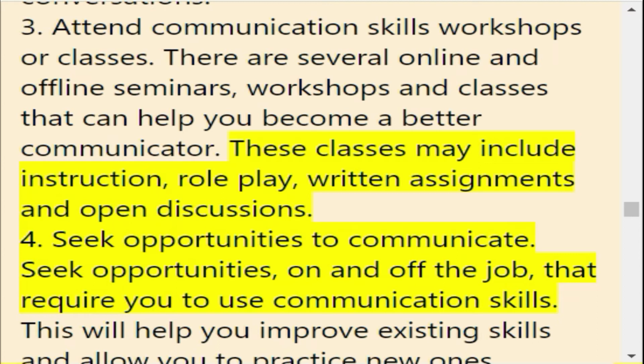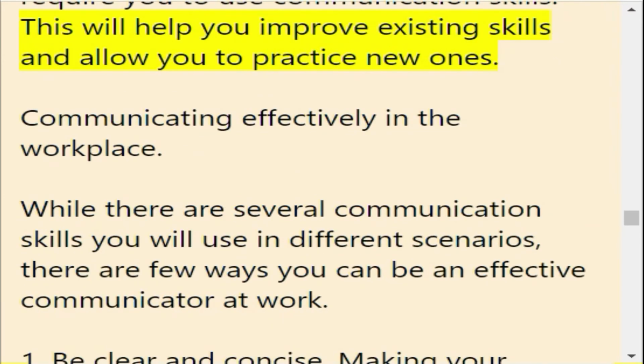4. Seek opportunities to communicate. Seek opportunities, on and off the job, that require you to use communication. This will help you improve existing skills and allow you to practice new ones. Communicating effectively in the workplace. While there are several communication skills you will use in different scenarios, there are a few ways you can be an effective communicator at work.